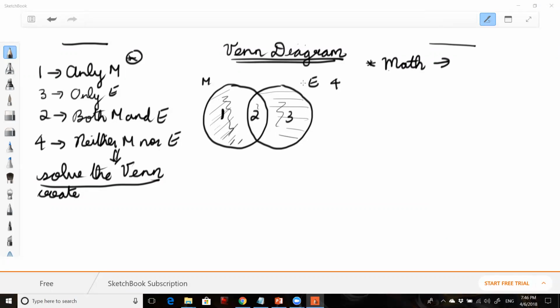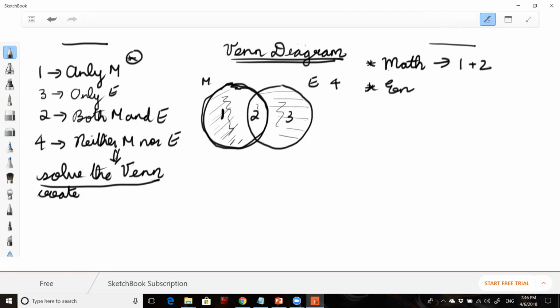Anybody? Think about it, right? I want the entire regions of students who have passed math. So think about it in the form of a circle. People who have passed math should be the entire M circle. And that entire M circle consists of region 1 plus region 2, right? Perfect.